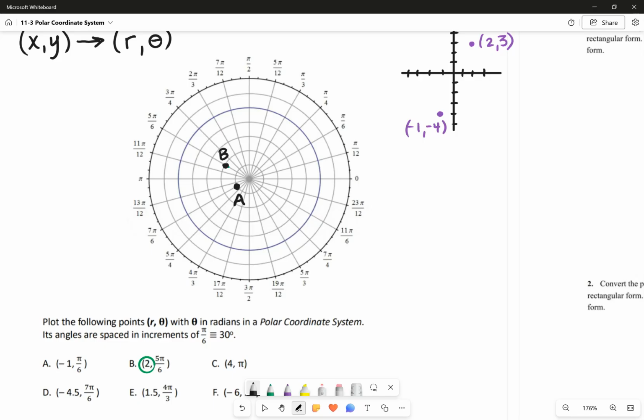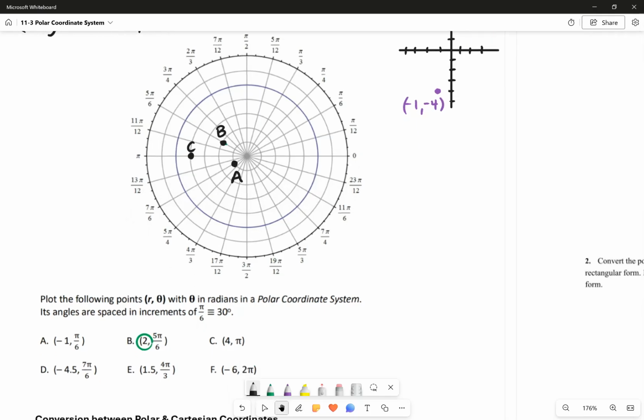Okay. Next, let's do C is 4, pi. Let's go to our pi. So where's my pi? My pi is right here. And my radius is a 4. So I am going to count in a positive 4. So I'm going to stay on my 2, 3, 4, on that imaginary line that I was drawing there. That's my C.